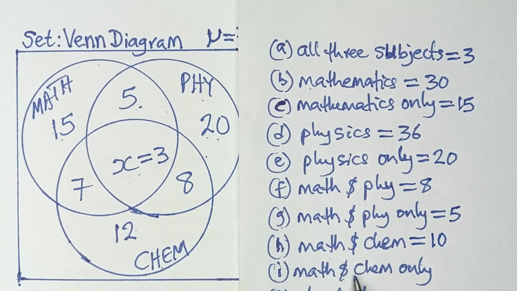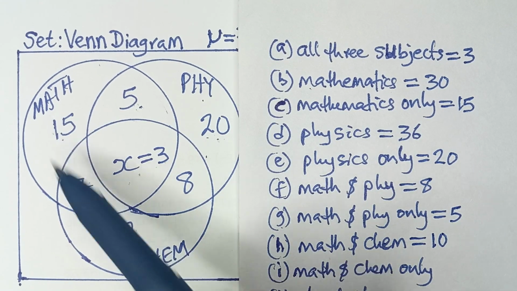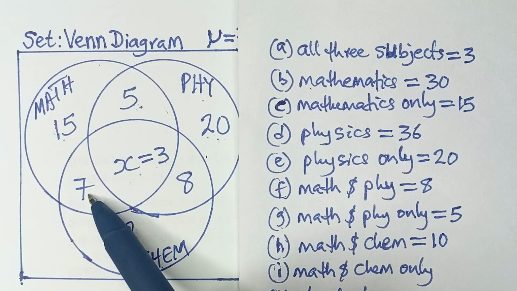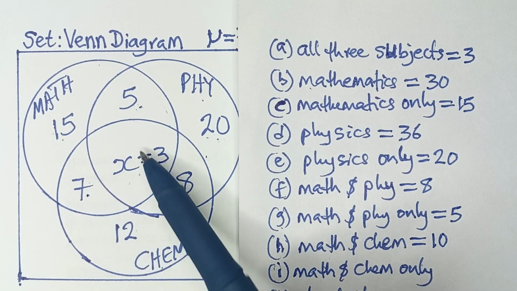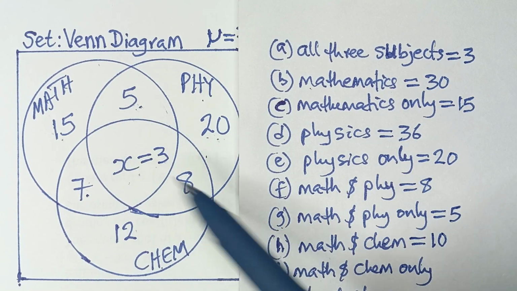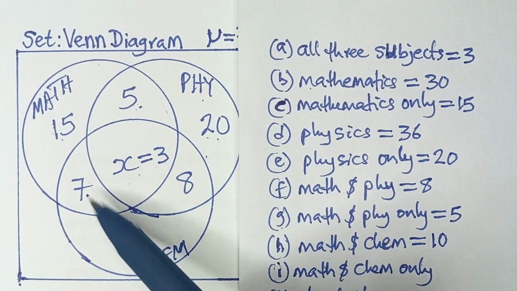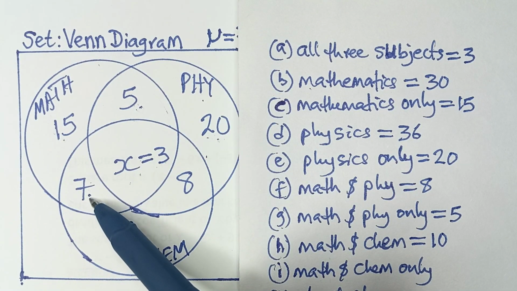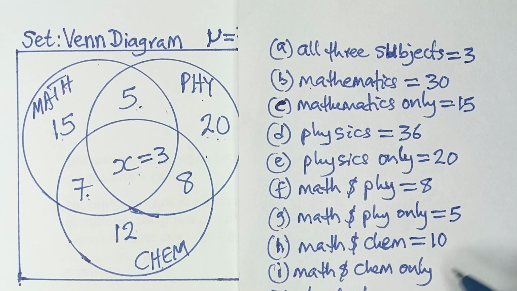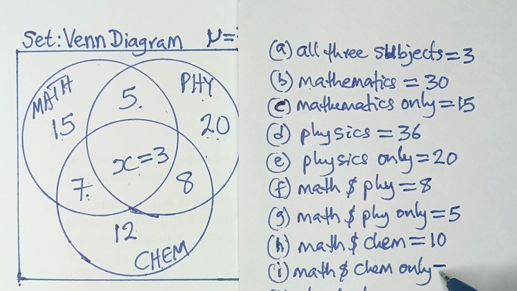Then the next one, mathematics and chemistry only. So the portion where math and chemistry are intersecting only is this portion of 7, without this other part that includes physics. This other part here includes physics. But the portion for math and chemistry only is this portion of 7. And that gives us the number of students offering math and chemistry only as 7.